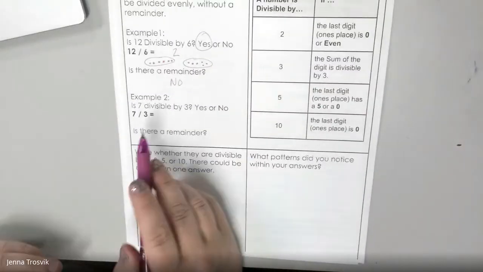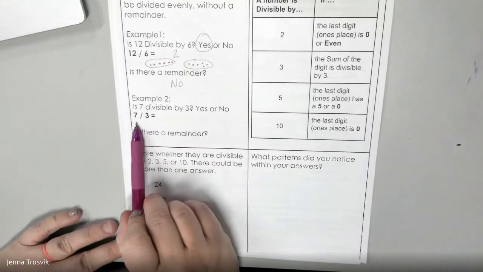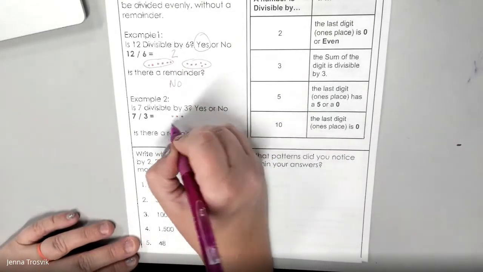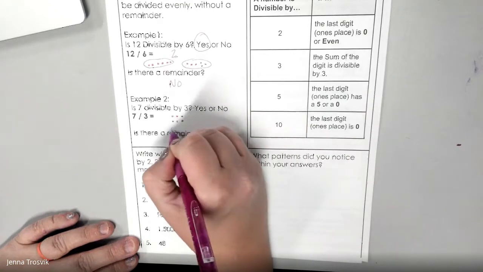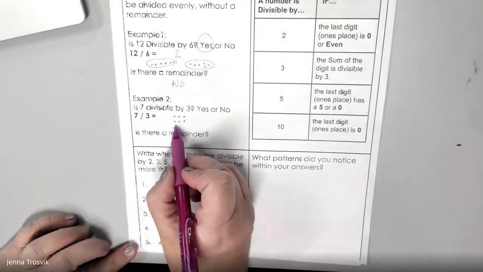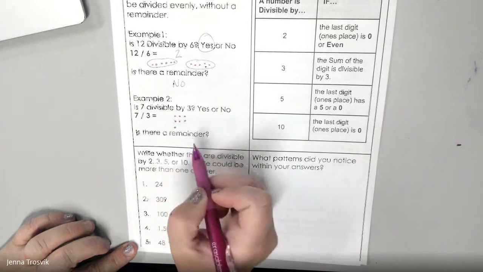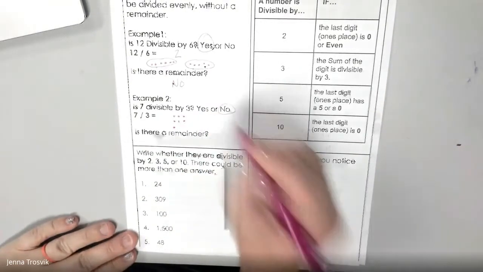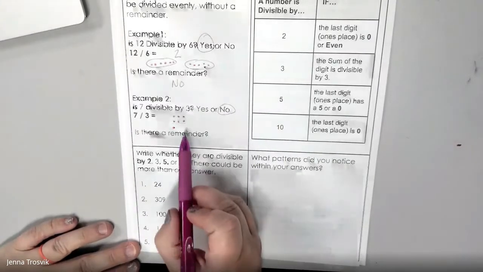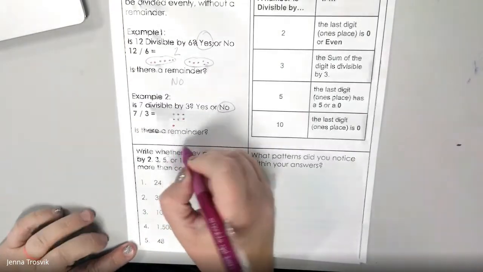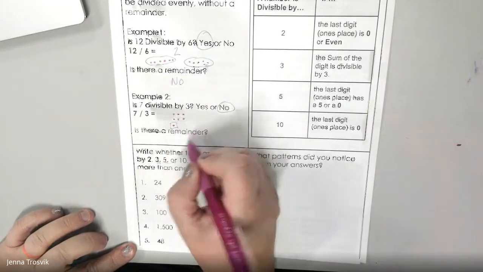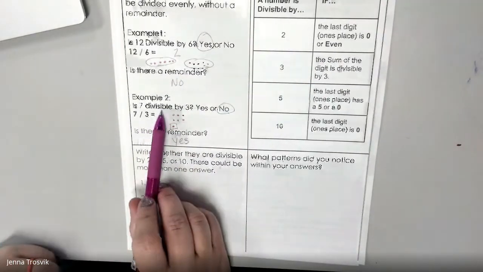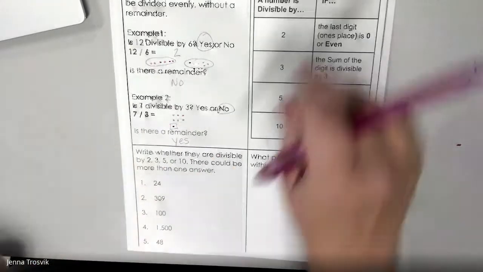Example number 2. Is 7 divisible by 3? Can I split 7 into 3? Well, I have 1, 2, 3, 4, 5, 6, 7. Well, I can only make 2 equal rows of 3, but I have 1 left over. So this is not divisible equally because I have 2 full groups and I do have a remainder of 1. So yes, there is a remainder. So therefore we would call this equation not divisible.